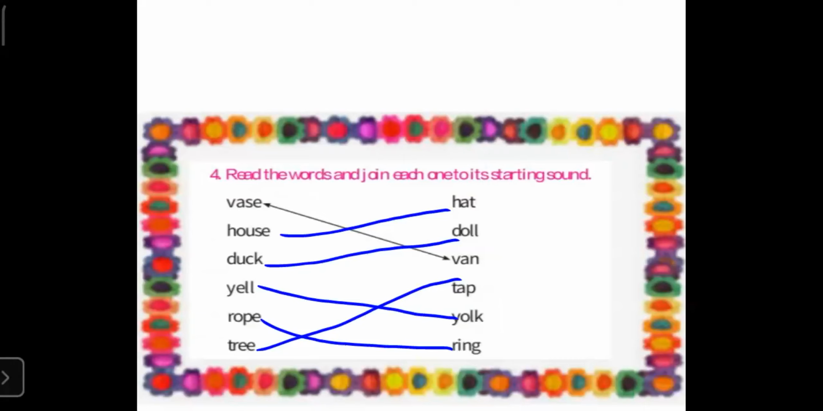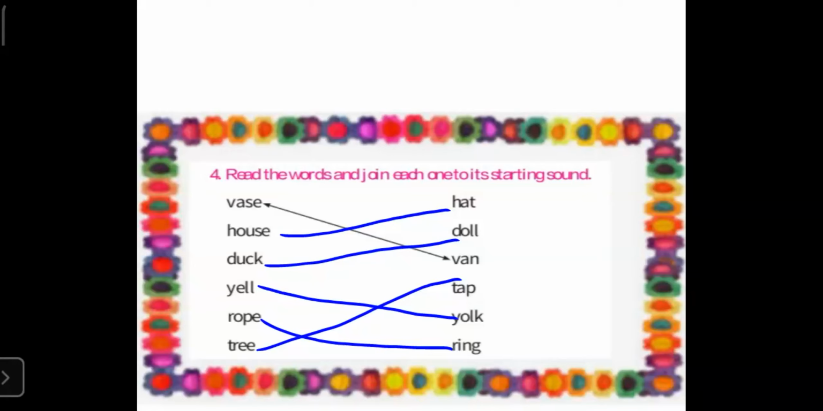Next word, house. House matches with hat because both house and hat begin with the same sound H. Next word, duck. Duck matches with doll because both duck and doll begin with the same sound D.